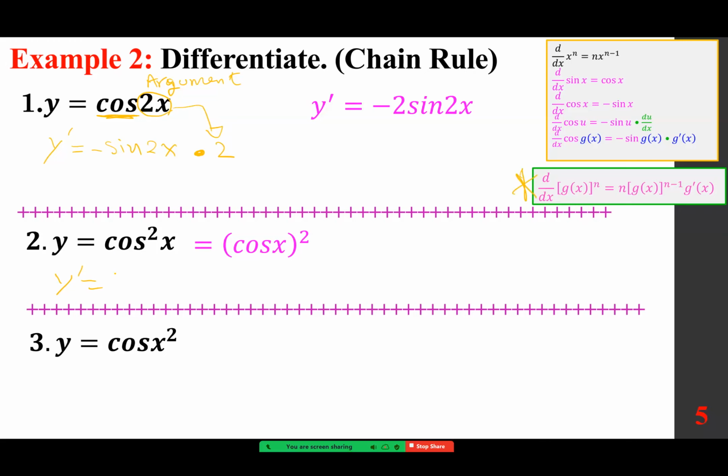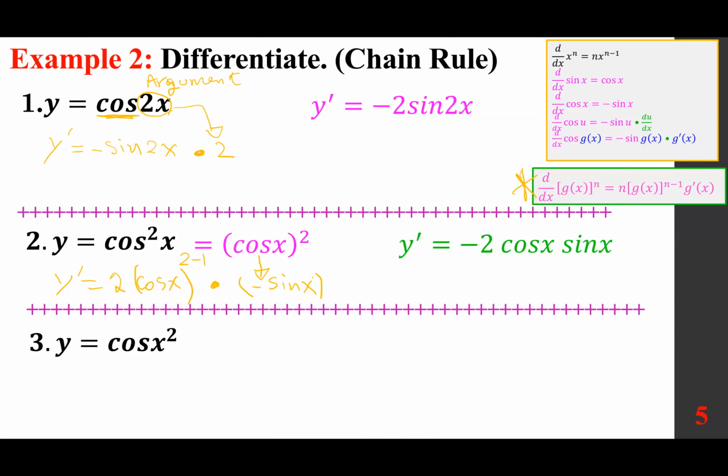So I would write the extended power rule and I would say I need 2, then I need cosine x to the power of 2 minus 1 over 1. And then by the chain rule or the extended power rule, I need the derivative of cosine, which is negative sine, and I rewrite the whole thing. So negative 2 cosine x sine x. Some of you may recognize this as minus sine 2a. You don't have to write that.